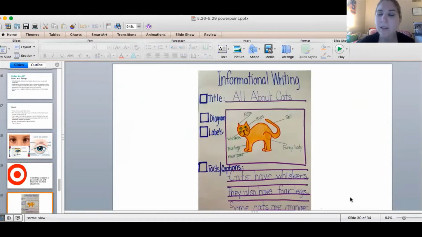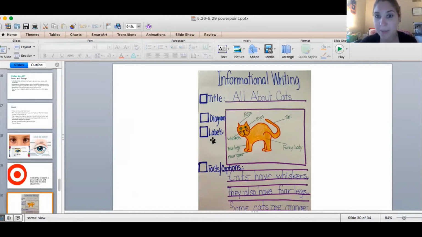Before we start, let's review, what does the informational writing piece look like? Well, our informational writing piece, it needs a title. Remember, the title just tells the reader what that work is all about. So this title says all about cats because this informational writing piece is all about cats. Then we will add a diagram. A diagram is just a fancy way of saying a picture. So we're going to draw a picture, and this picture is of a cat because this topic is about a cat. Then we'll add labels.